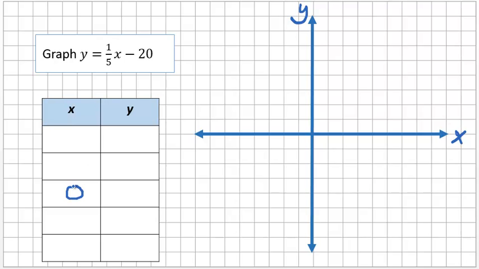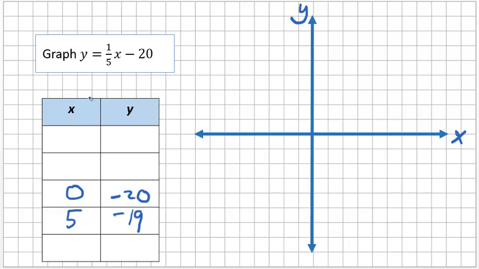So 0 is always a good value to use for the input. If I put in 0 here, I'm going to get negative 20. Now, if I use 1 here, I'm going to get 1/5 times 1 minus 20, and that's not going to be a very friendly looking number. So maybe I'll try something like 5 instead. So 1/5 times 5 is 1, minus 20 is negative 19, which is fine, but still not a very big change, and so maybe I'll try something even bigger here.